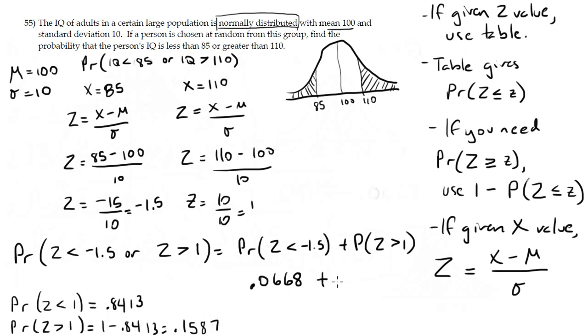0.1587. So if I add 0.1587, I'll get this probability here, the probability that z is less than negative 1.5, or that z is greater than 1, which is the same as the probability that the IQ is less than 85 or greater than 110. So coming down here, add these two together, that's 0.2255. So that's the probability that the person's IQ is less than 85 or greater than 110.